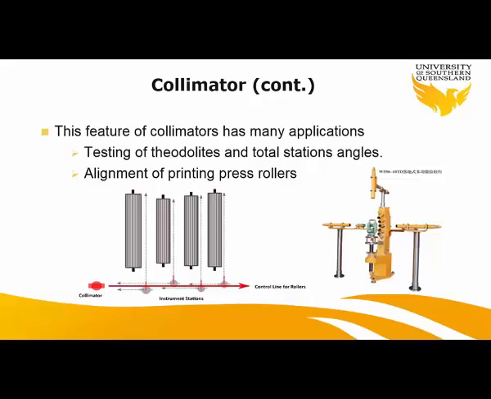One of the applications we already discussed, that you can align the roller or printing press rollers in regard to the line of the roller. So we have a line of sight basically set by the collimator, and then you put the instrument, turn it to 90 degrees at each of these stations, and then you can align the roller to be perpendicular to the control line of the rollers.